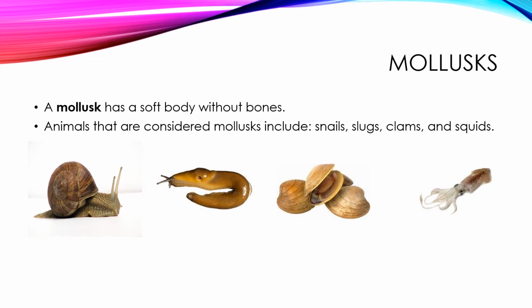So animals that are considered mollusks are animals like snails, slugs, clams, and squids. Some of these animals have a hard outer shell to protect them, like the snail or the clam, but the inside is the soft part without bones. Other animals, like slugs and squids, don't have that outer protection.